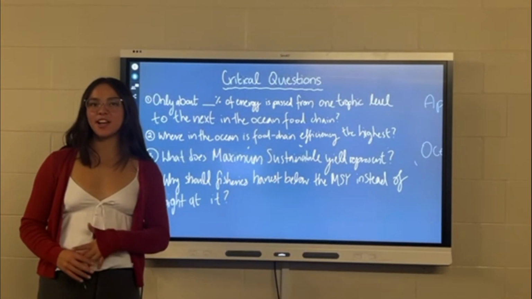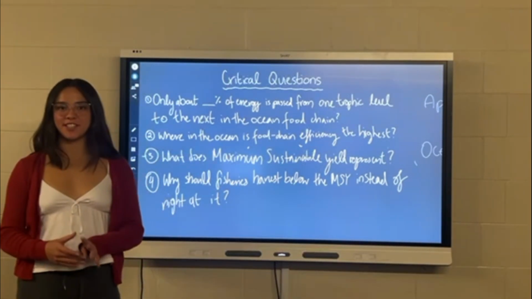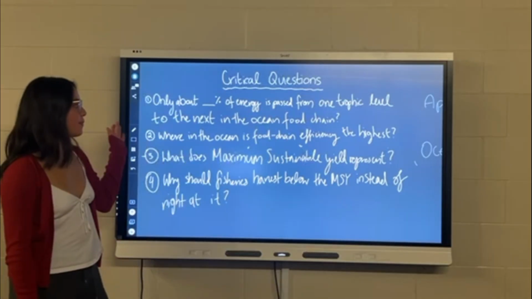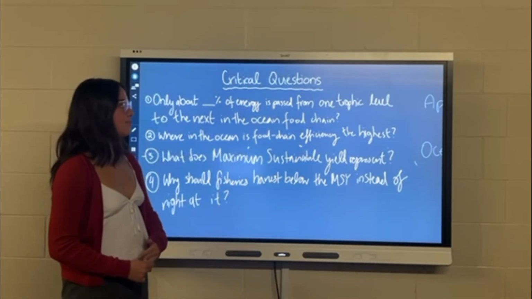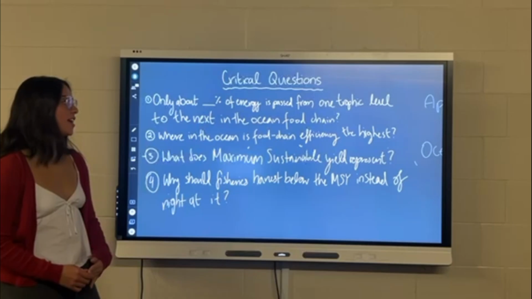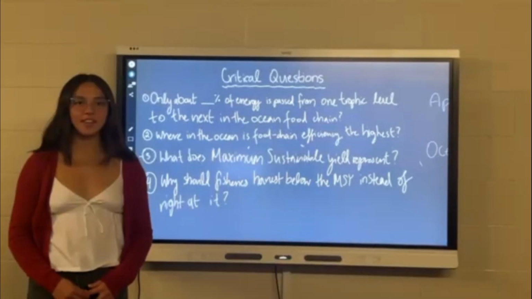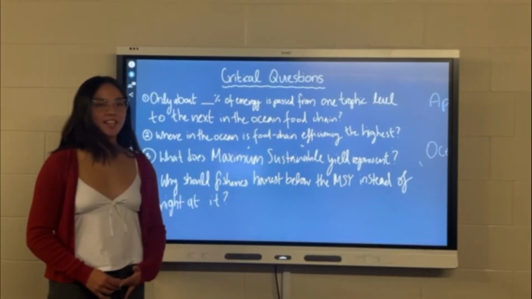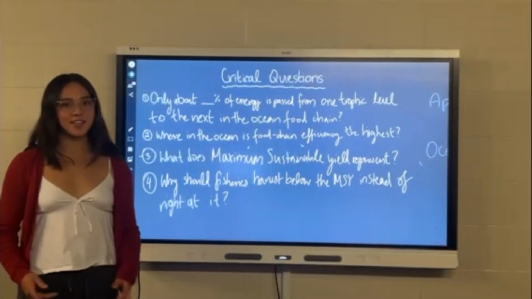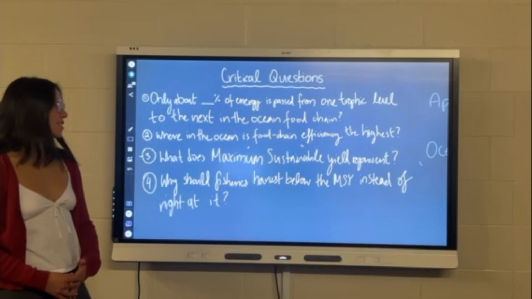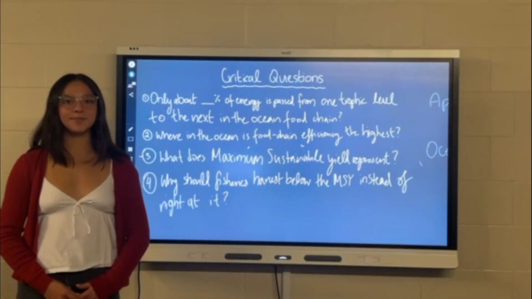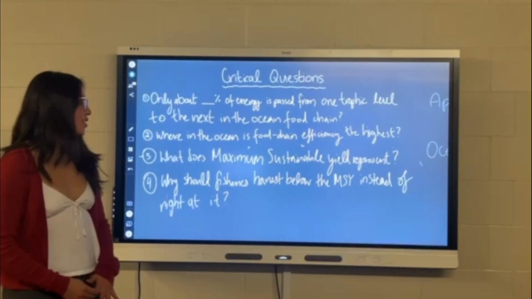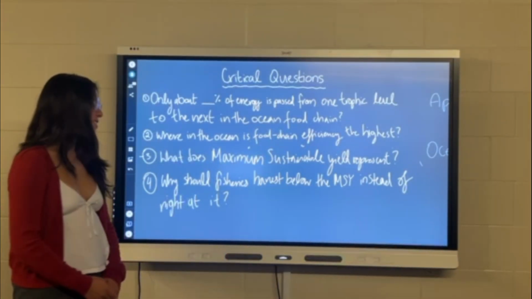After our presentation, our group has come up with 4 critical questions that relate to our 2 critical concepts. The first one is: what amount of energy is passed from one trophic level to the next in the ocean food chain? Our second critical question is: where in the ocean is food chain efficiency the highest? Our third critical question is: what does maximum sustainable yield represent? Our final critical question is: why should fisheries harvest below the MSY instead of right at it?